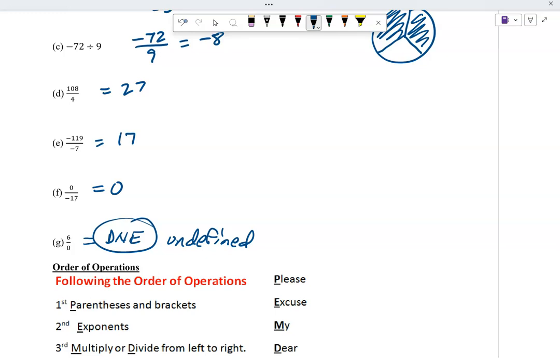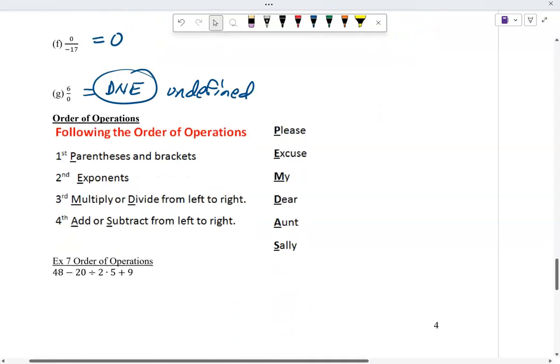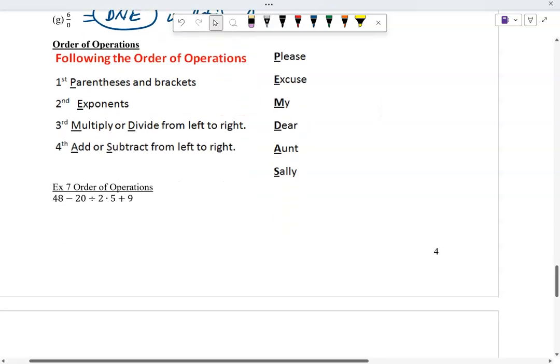Can't divide by 0. And by the way, if you want more of an explanation of this, you could take calculus, which talks about examining the function y equals 1 over x as x approaches 0 from both sides, if you want a more in-depth discussion about why you cannot divide by 0.